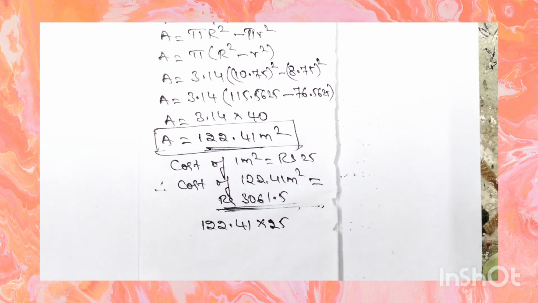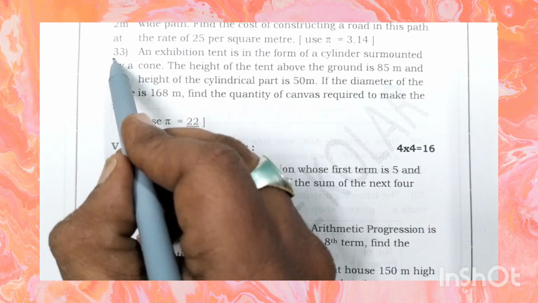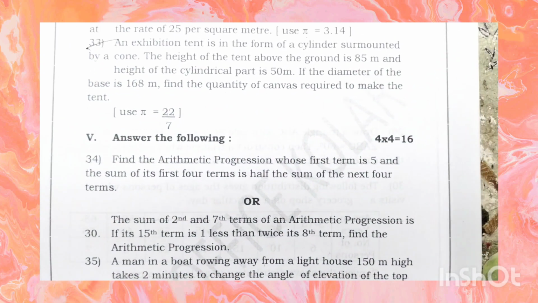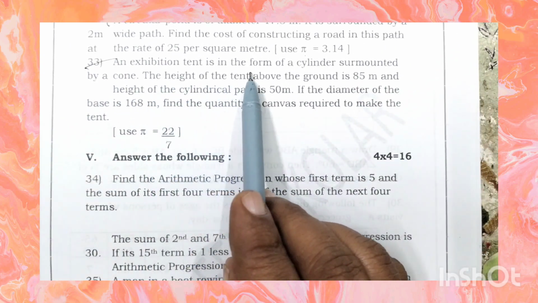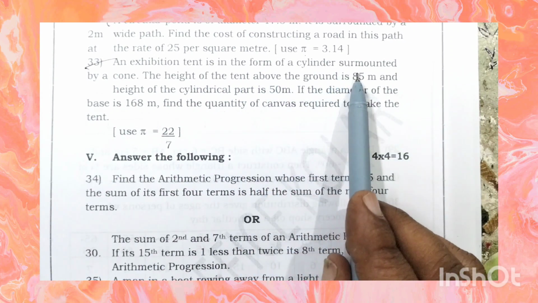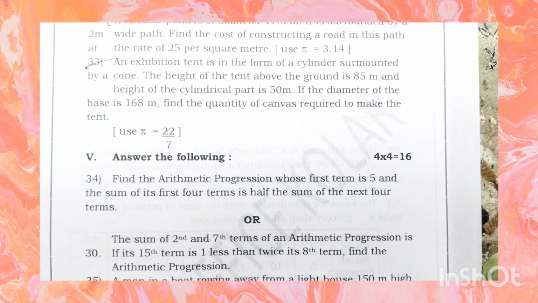So like this we have to find out the total cost. After this one, let us move to the next question, that is the 33rd question. That is, an exhibition tent is in the form of a cylinder surmounted by a cone.